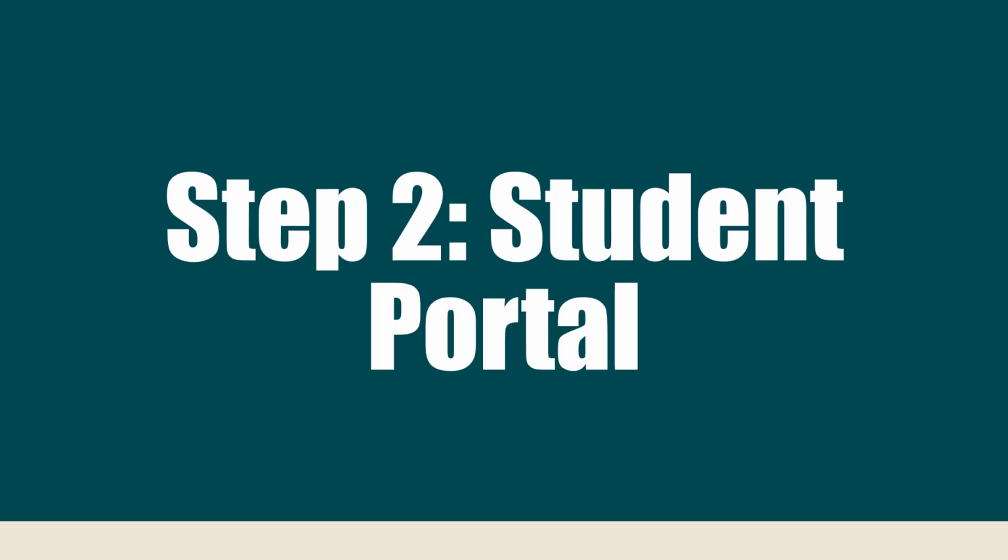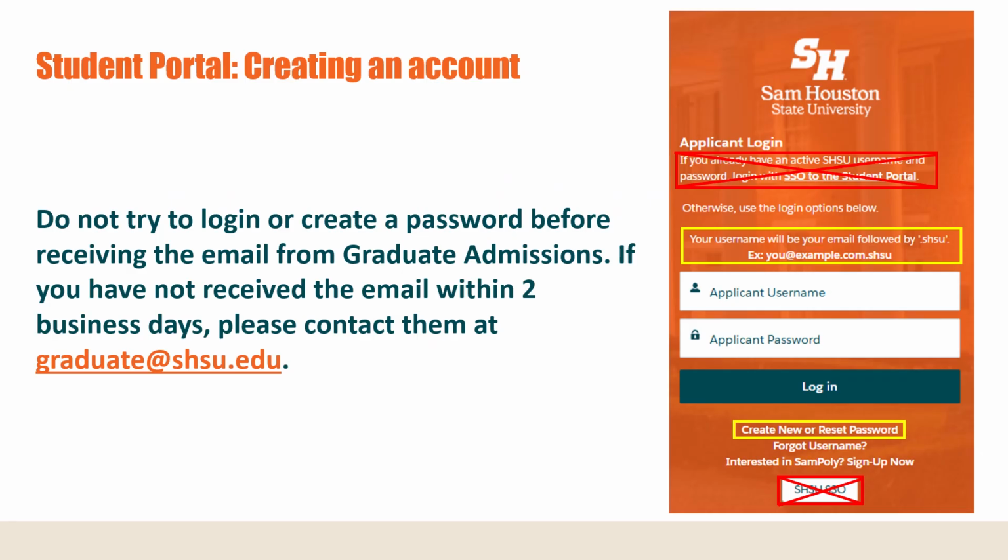Step 2 is your student portal. Please do not try to log in or create a password before receiving the email from Graduate Admissions. If you have not received the email within 2 business days, please contact them at graduate@shsu.edu. The email from Graduate Admissions will contain your username, which will be your application email followed by .shsu. An example can be found here.